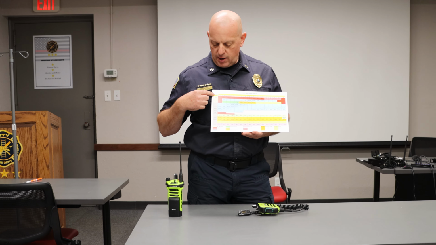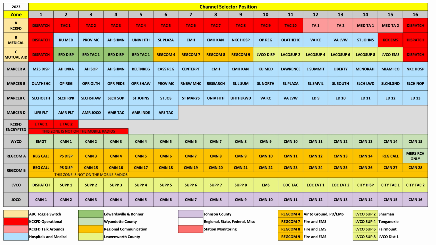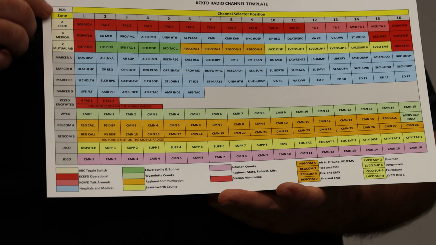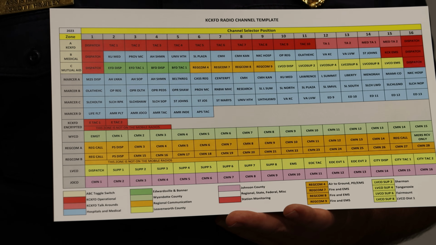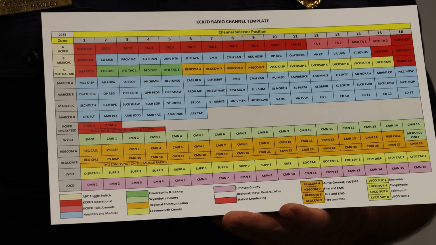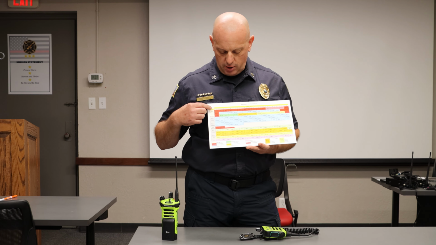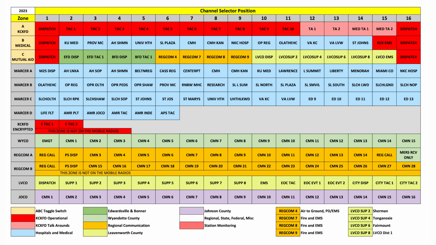Starting at the top, coming down the side of the template are the zones and what the names of those zones are. And you can see the first three here are labeled A, KCKFD, B, medical, and C, mutual aid. Those are the three zones that you can quickly navigate to by using that ABC toggle switch next to the channel selector knob. 99% of everything we do will be in these three zones. The first zone, the A zone, as you can see, is all red, and those are our dispatch channel and all of our fire department TAC channels, and then also some talk around channels.